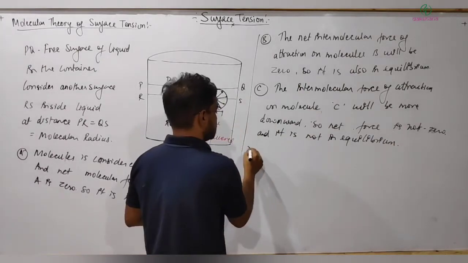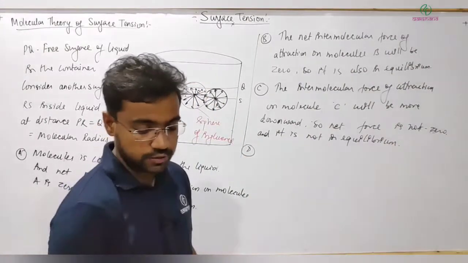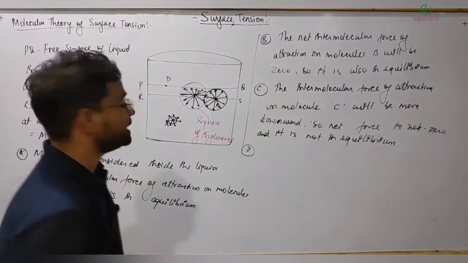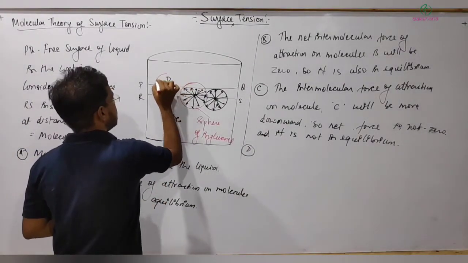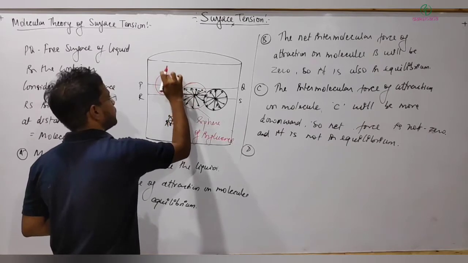Let's just think more about the condition of particle D. If I draw a sphere of influence for particle D, then it will be like this.